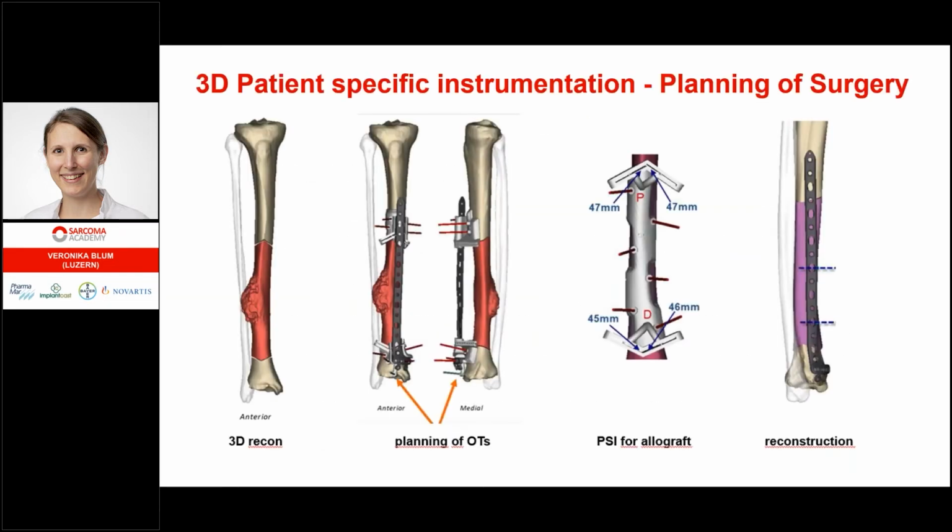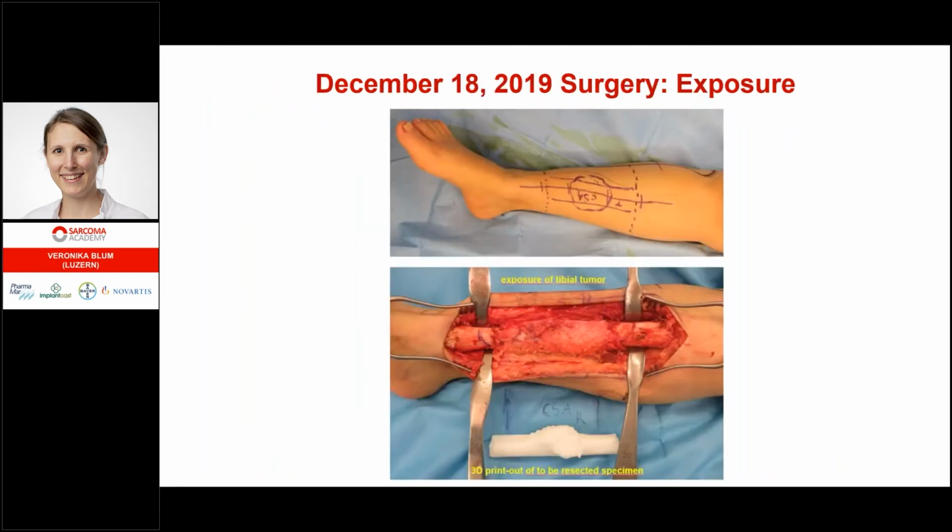So we decided to go for surgery. On the left-hand side, you see a 3D reconstruction of the tumor and the planned osteotomies on the tibia. The patient got patient-specific instrumentation for these osteotomies. You can see the planning of these in the second image and the planning for the allograft on the third, and the reconstruction with the plate fixation on the right side.